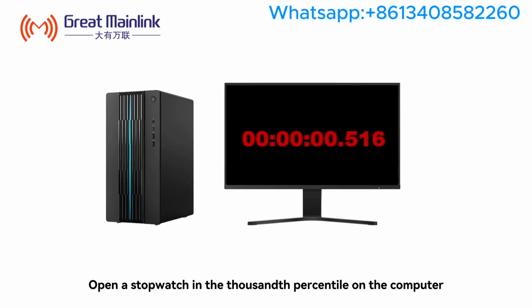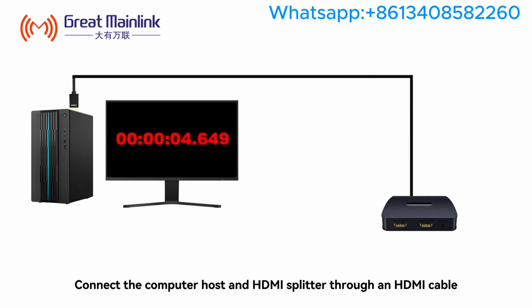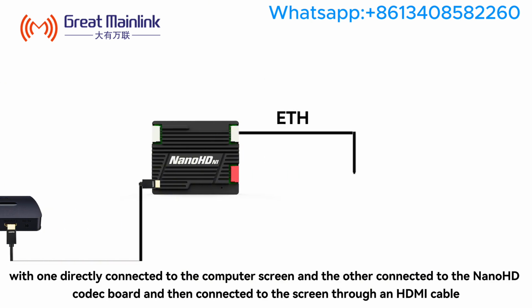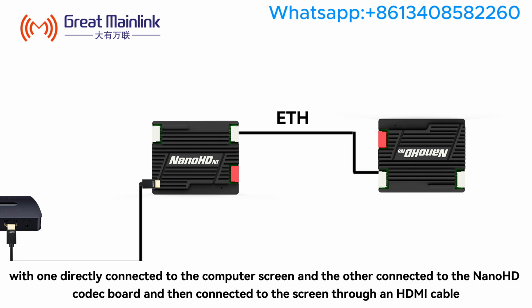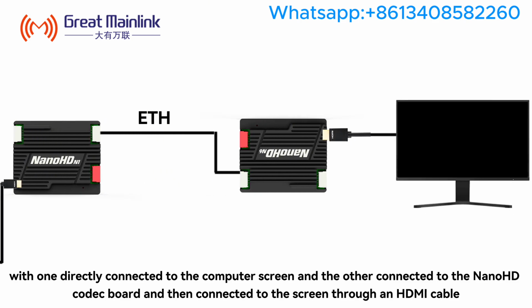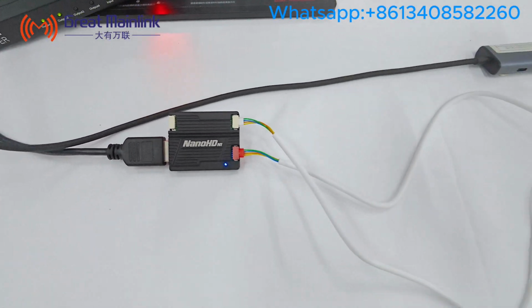Open a stopwatch in the 1000th percentile on the computer. Connect the computer host and HDMI splitter through an HDMI cable, with one directly connected to the computer screen and the other connected to the Nano HD codec board, and then connected to the screen through an HDMI cable. We will connect the codec board according to the above steps.